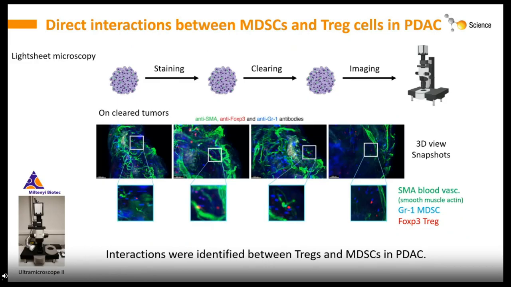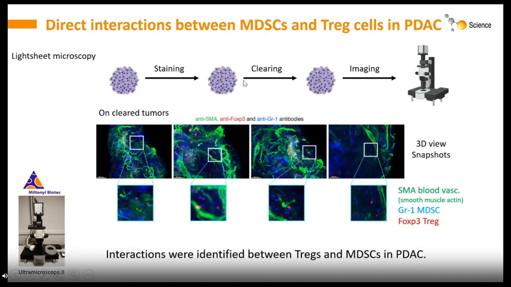So to have a 3D view of this tumor, we decided to use light-sheet microscopy to further study this interaction. With light-sheet microscopy, you can image a whole sample and do 3D reconstruction on numerous software, for example. So in this experiment, we stained the PDAC tumor with the same antibodies as used in confocal microscopy, GR1 for MDSC in blue, FOXP3 for Tregs in green, and we also stained the blood vessels with an anti-SMA in green.